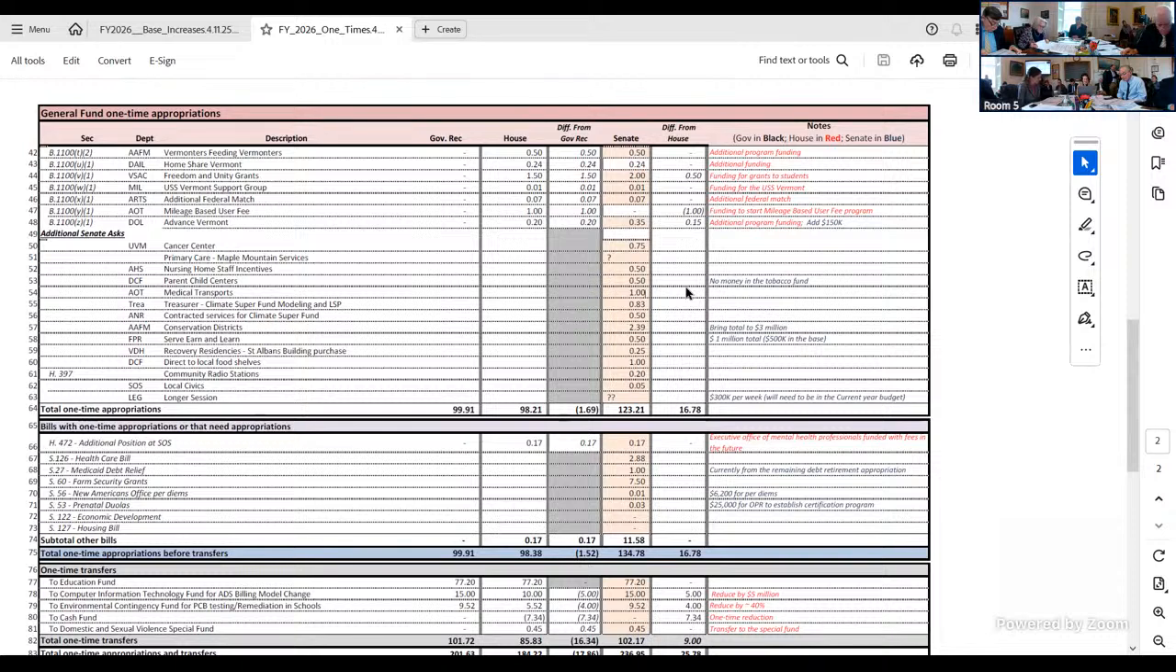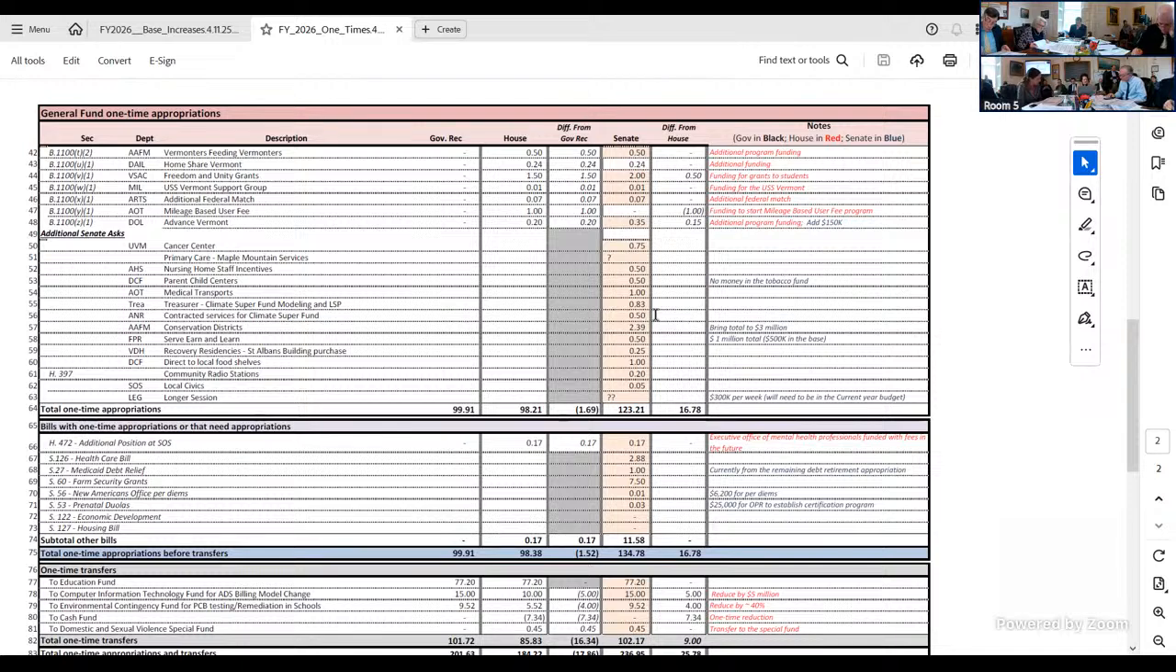$500,000, and this one is flagging the parent-child center conversation. We flagged that there's no money in the tobacco fund. I know there's some conversations about potentially redirecting tobacco funds, but this is just held here as a placeholder for now. For the medical transports, $1 million. For the treasurer's climate superfund modeling and a limited service position, $830,000. I might be rounded. And at the Agency of Natural Resources, contracted services for the climate superfund, $500,000.